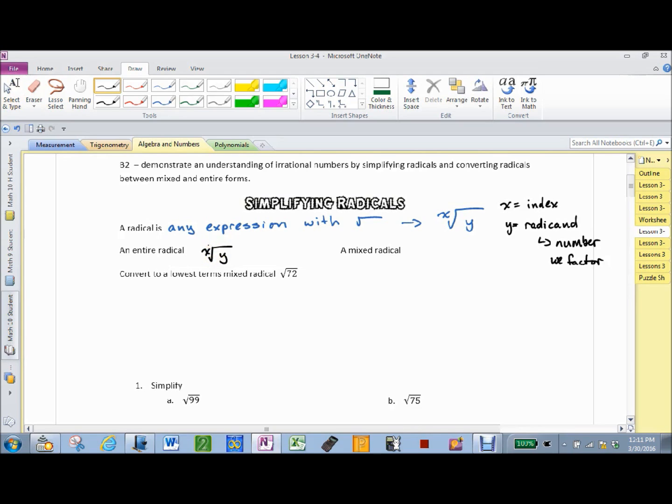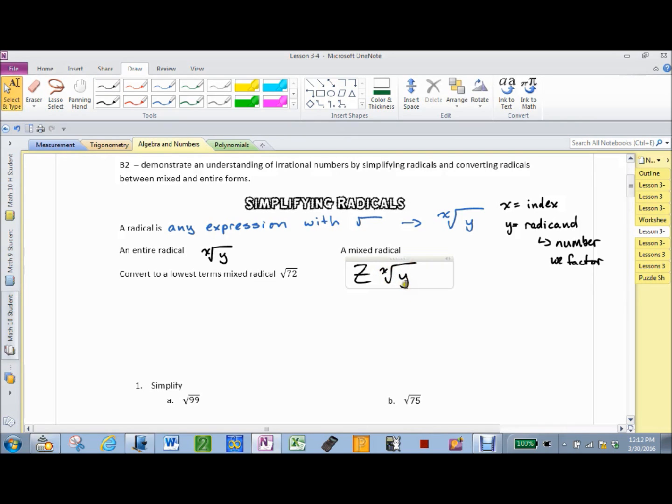Everybody good? Just like a fraction. 1/2 is a fraction, right? What makes a mixed fraction, or a mixed numeral? That is an improper fraction, but to make a mixed numeral, we put a number in front, right? Same thing here. A mixed radical is this. Z, so some other number, then the radical sign.